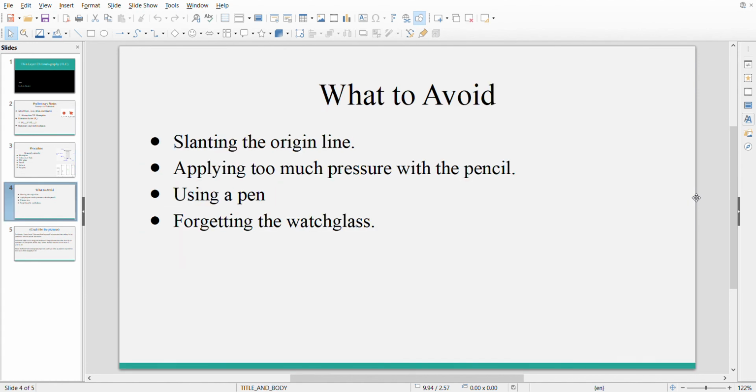Now here's some things to avoid. First, be very careful not to slant the line where you're placing dots of the substances, or else one substance will be lower than another, and therefore more submerged when placed into the mobile phase container, and this will skew its retention factor value. Also, don't press too hard with the pencil, because that'll mess up the adsorbent layer.